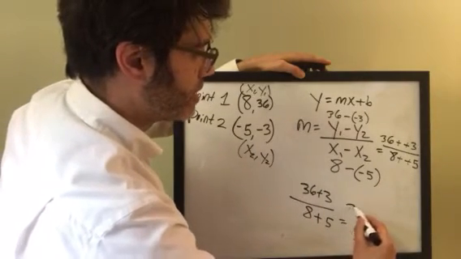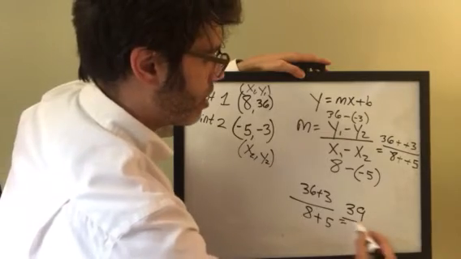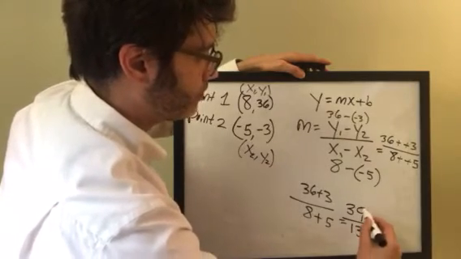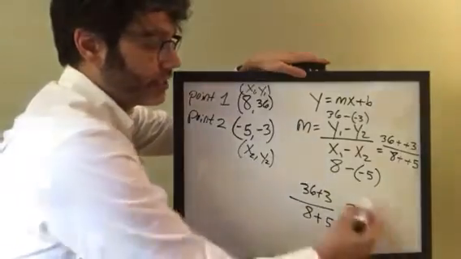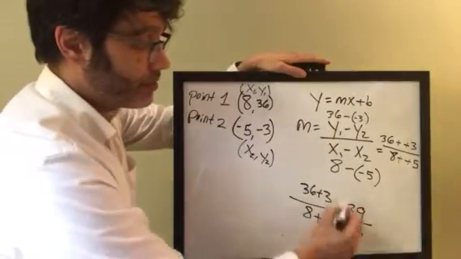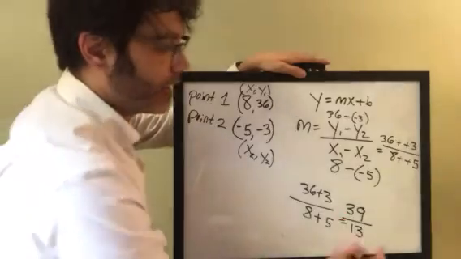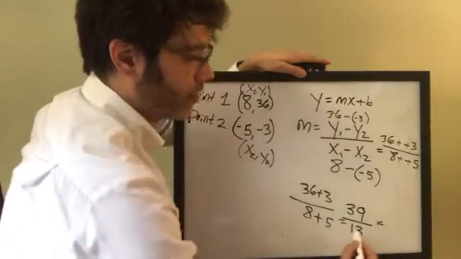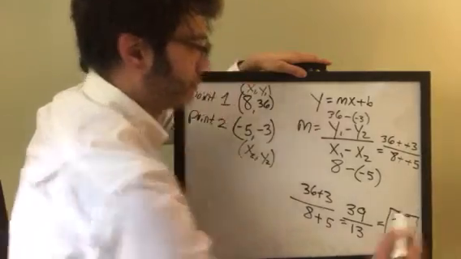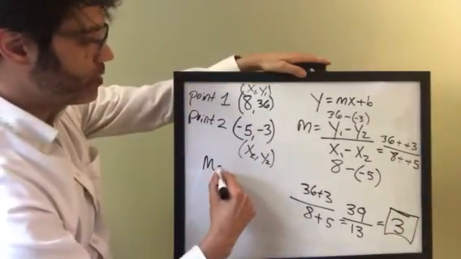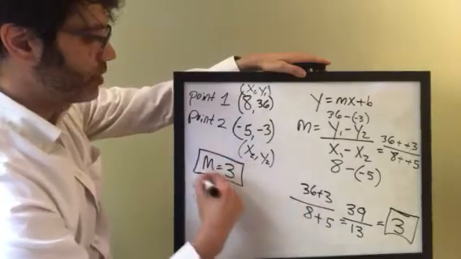So that's 39 over 13. Now our final step that we need to do is reduce this if we can. Turns out that we can reduce this. 3 goes into 39 3 times. 3 times 13 is 39. So the slope here is 3. So m equals 3. We found out what our slope was.